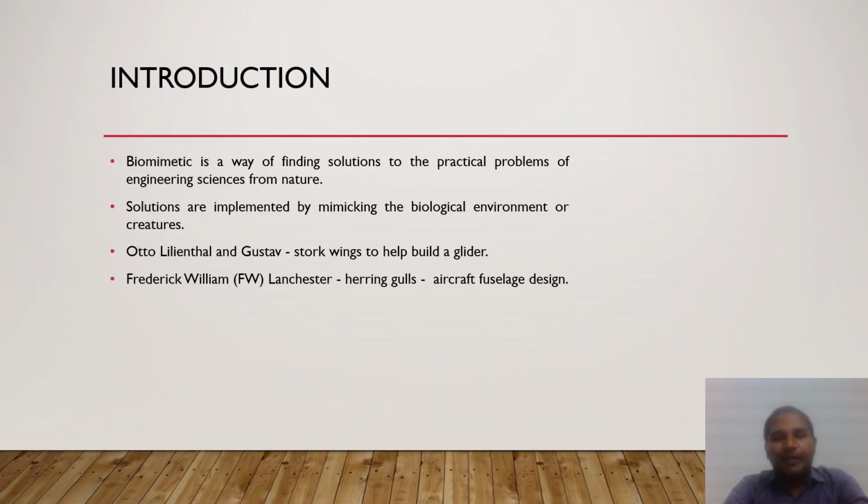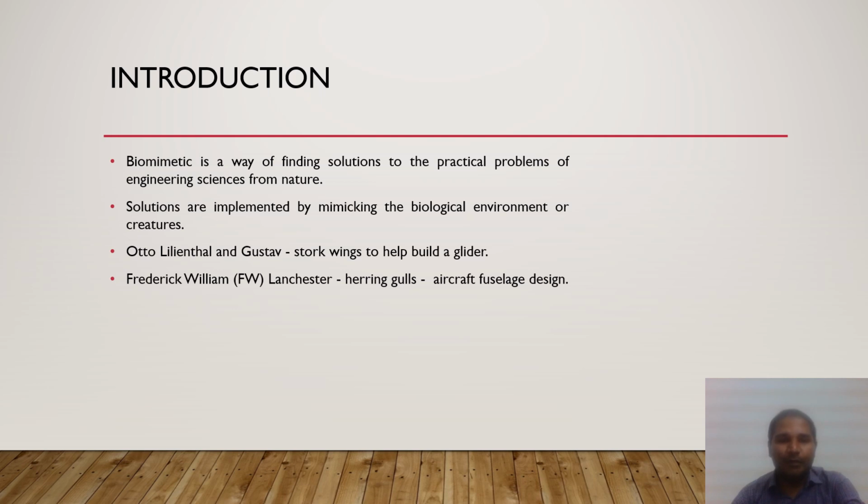I will give you a brief introduction about the topic. As I was saying, biomimetic is a way of finding solutions to the practical problems of engineering sciences from nature. So how are the solutions implemented? They are not implemented the same way as you see them in the biological environment. The way it is implemented is entirely different in the field of engineering sciences, so that is a very big challenge to researchers even today. Let's continue with some of the biological solutions that have been taken into account.